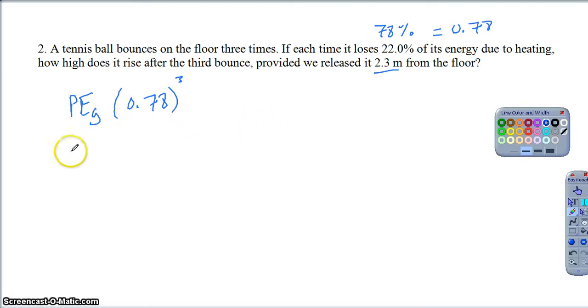The other thing that I could do, if I pause here and think about this, I know the potential energy is mass times gravity times height. No matter how many times it bounces, the mass isn't changing, and the gravity is not changing. The only thing that's changing is the height. So as soon as I know the energy is decreasing, that tells me that the height also has to be decreasing by the same amount.